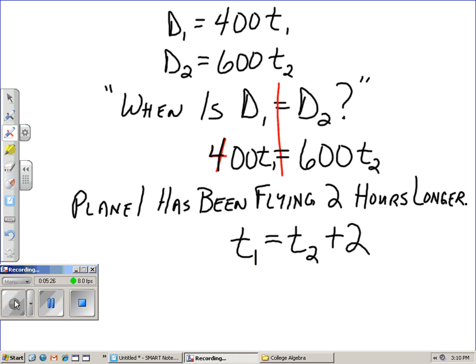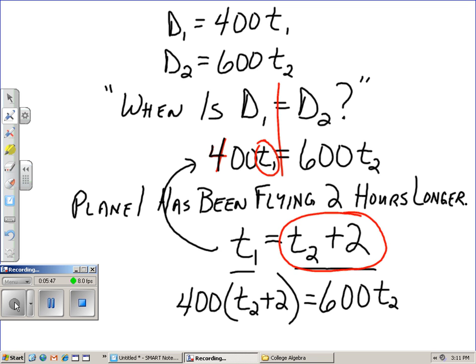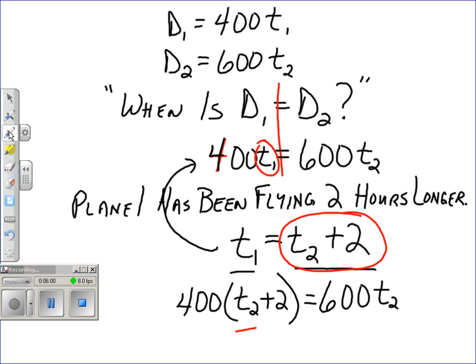Well, now that I know that T1 is the same thing as T2 plus 2, I can go back to this equation right here, and I can take out the T1 and replace it with that, since it means the same thing. So replacing that T1 with T2 plus 2, now I have 400 times (T2 plus 2) equals 600 T2. And now we have an equation that we can solve because we have the same variable all the way throughout the equation, so that makes it easy to solve.